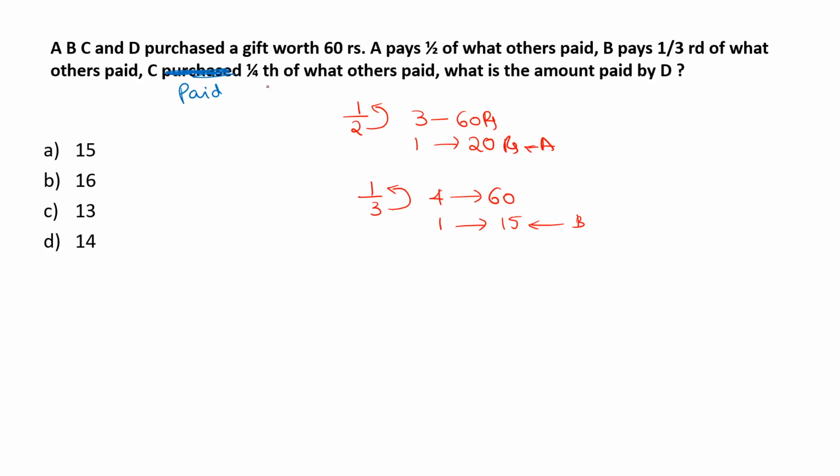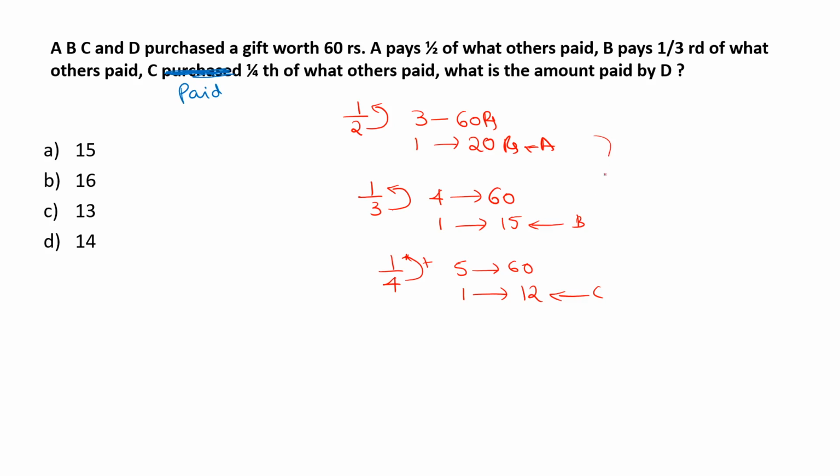And C paid one fourth of what the others paid. That means C paid 1 unit when the others together paid 4 units. Then altogether A, B, C, D paid 5 units, that means 1 plus 4. When the value of 5 units is 60 rupees, then the value of 1 unit that C paid is 12 rupees. C paid 12 rupees.